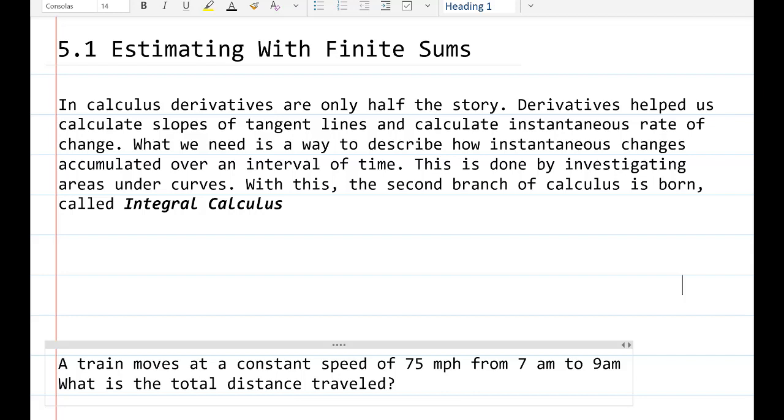In calculus, derivatives are only half the story. Derivatives help us calculate slopes of tangent lines and calculate the instantaneous rate of change. What we need is a way to describe how the instantaneous changes accumulated over an interval of time. This is done by investigating areas under curves. With this, the second branch of calculus is born, called integral calculus.